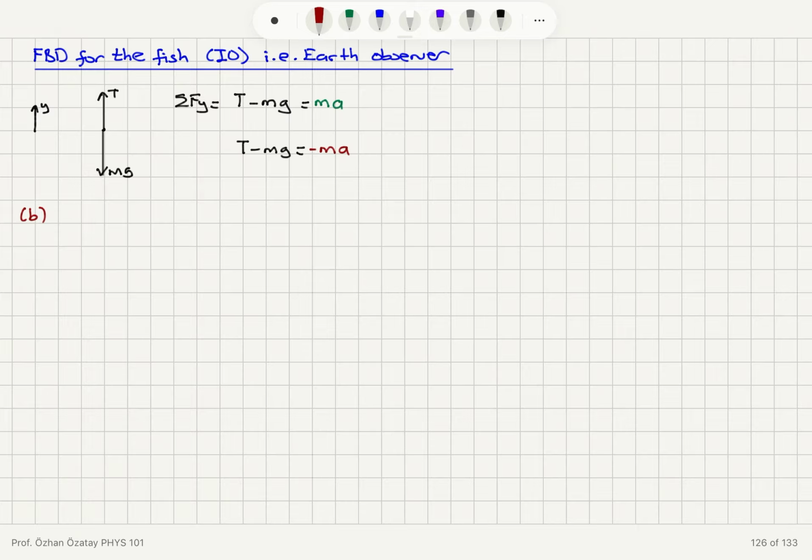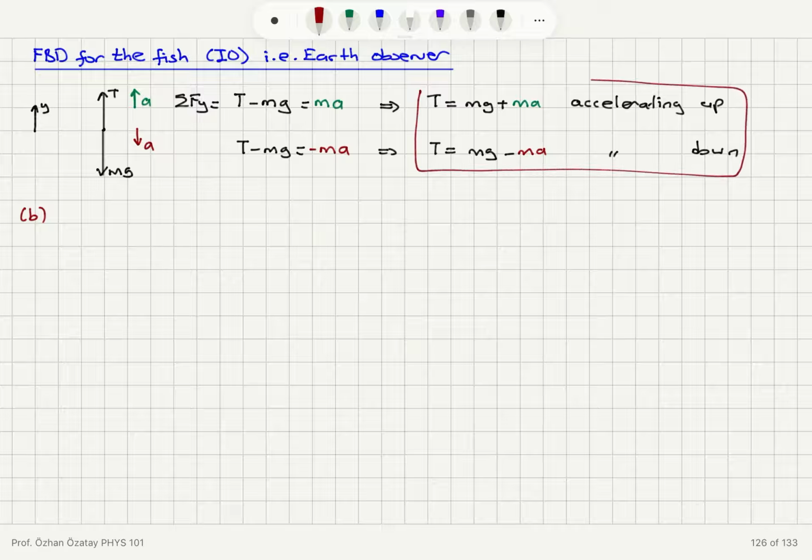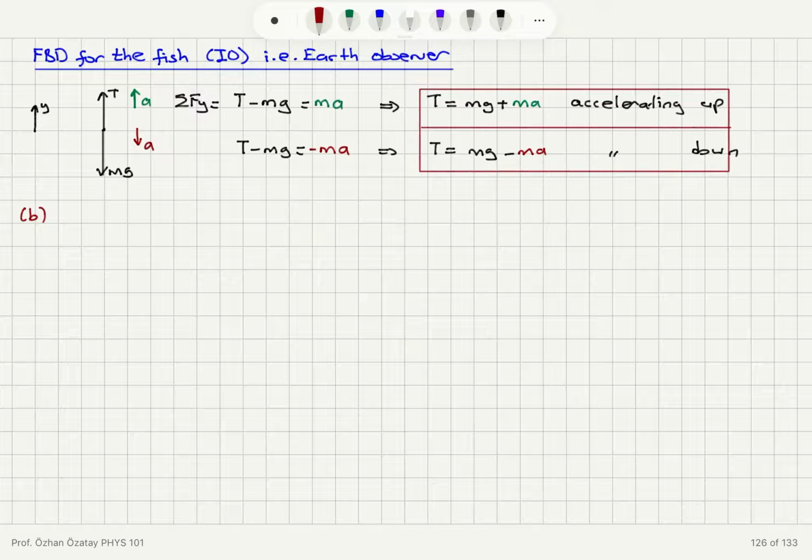Because in the first scenario where we have a pointing up, the net force on the y-axis would give us ma, and when a is pointing down, the net force would be minus ma. Okay, so in this case, basically we find that tension is again mg plus ma when it's accelerating upward, and it is mg minus ma when it is accelerating downward. So this is accelerating up, that is accelerating down. So for part B, we want to evaluate these numbers.